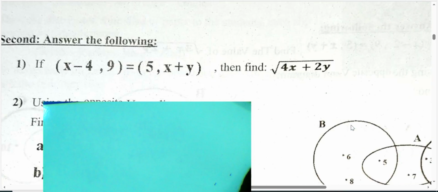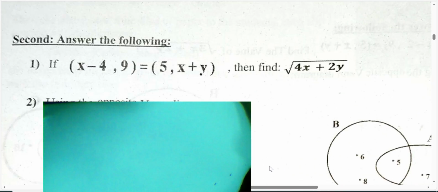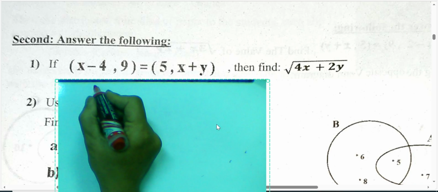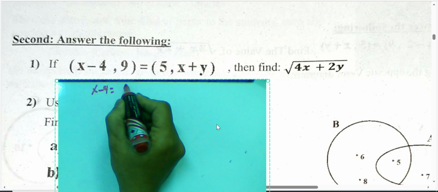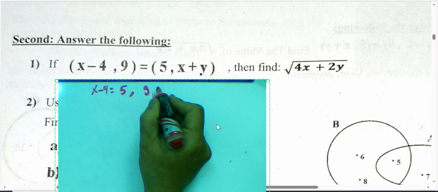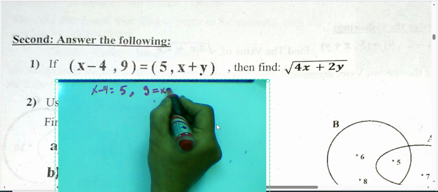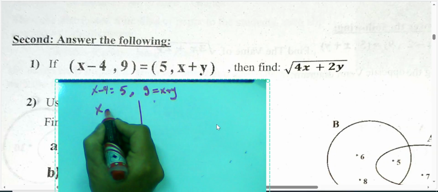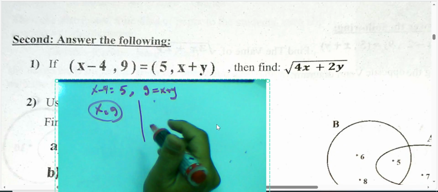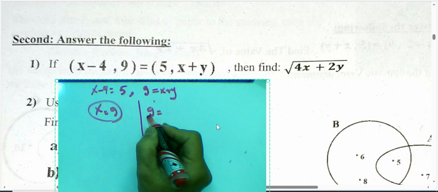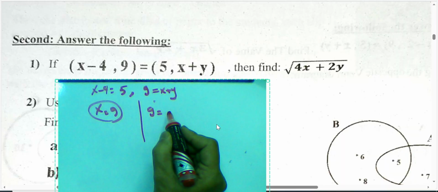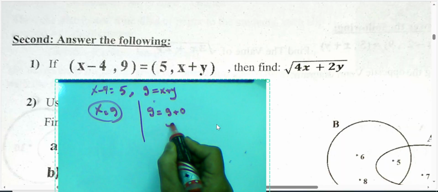Next question. Second. We have an ordered pair. First, x minus 4 equals 5, and 9 equals x plus y. Then x will be 5 plus 4 is 9. X will be 9. Then 9 equals x, and 9 plus y will be 0. Then the value of y equals 0.